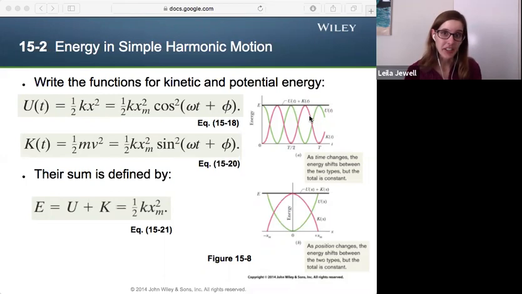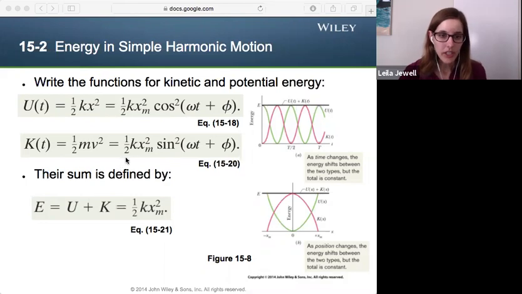Now, if we add these together, 1/2 k x max squared cosine squared plus 1/2 k x max squared sine squared, we get the mechanical energy. And we note that the first half of these is identical, 1/2 k x max squared. The only thing that's different is cosine squared plus sine squared. If you remember from math class, cosine squared plus sine squared is just equal to 1. So we find that the total mechanical energy doesn't have any time dependence. It's just 1/2 k x max squared. And that's what's shown on the plot over here, where the total mechanical energy has a constant value for all of time.